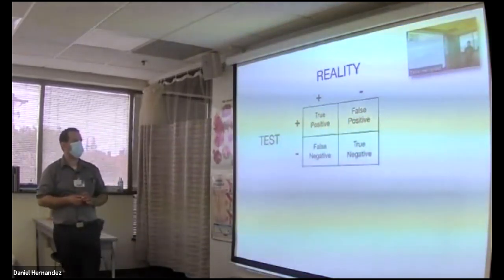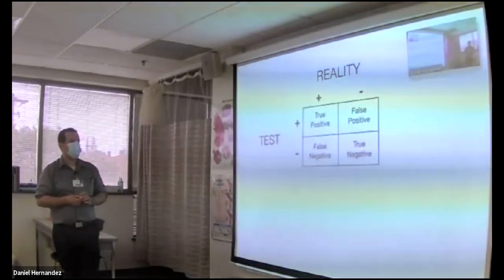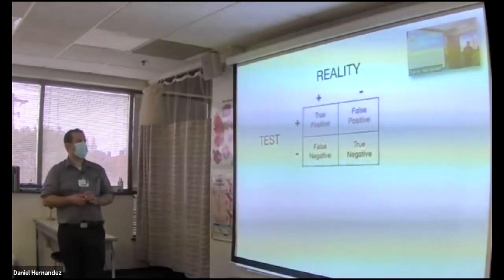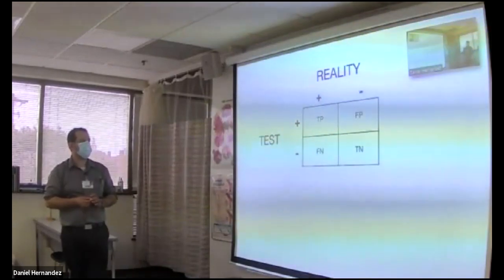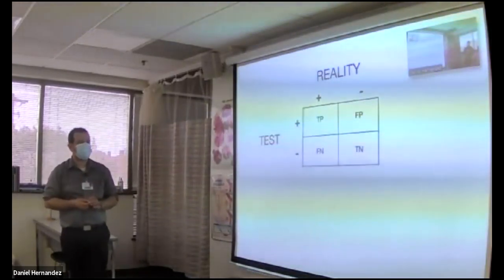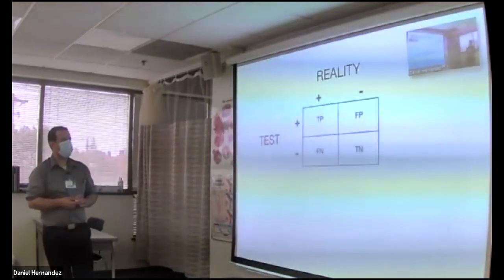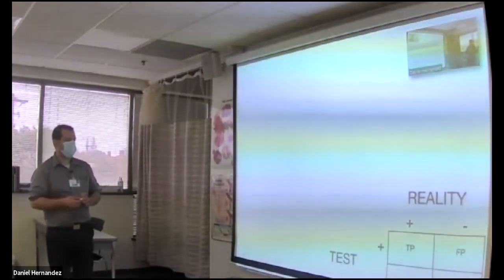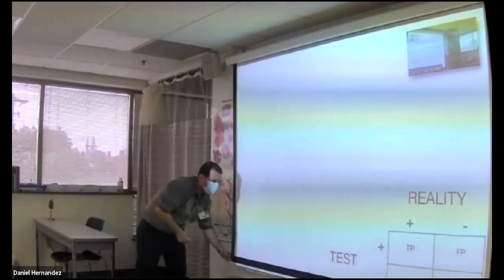You have to know where all these values lie, and you have to know plus and minuses for reality and test. So now I'm going to replace all of these with abbreviations just to make this lecture a little bit easier. So that's true positive, false negative, and true negative. I just changed the words to abbreviations, and I'm going to pop this in the bottom corner of our video so that you can refer to it as we move throughout the slides.